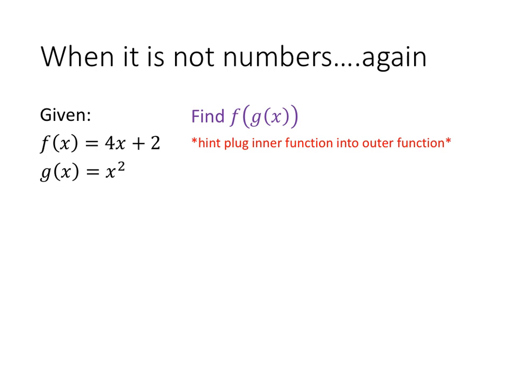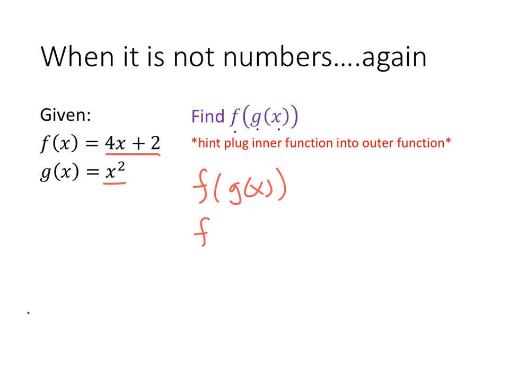So let's look at one more composition. We have f of g of x. Now in this situation, I have two new functions, so I have 4x plus 2 and I have x plus 2. I'm going to plug the inner function into the outer function. So my composition looks like this: f of g of x. And so if I look at my functions, I'm going to plug g of x into f of x.